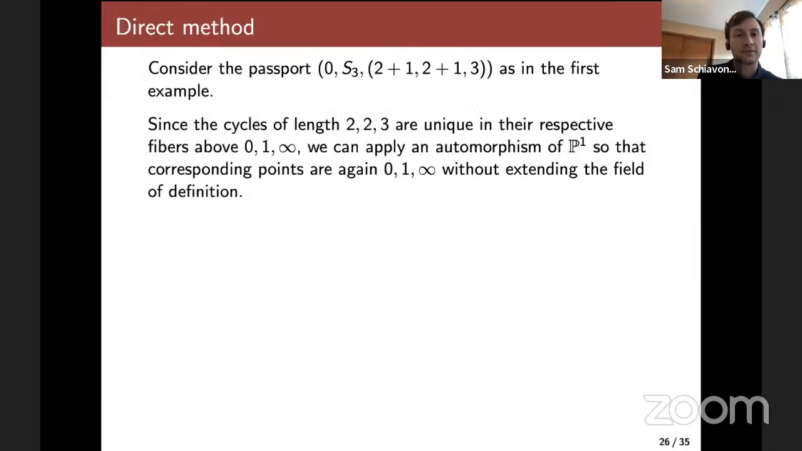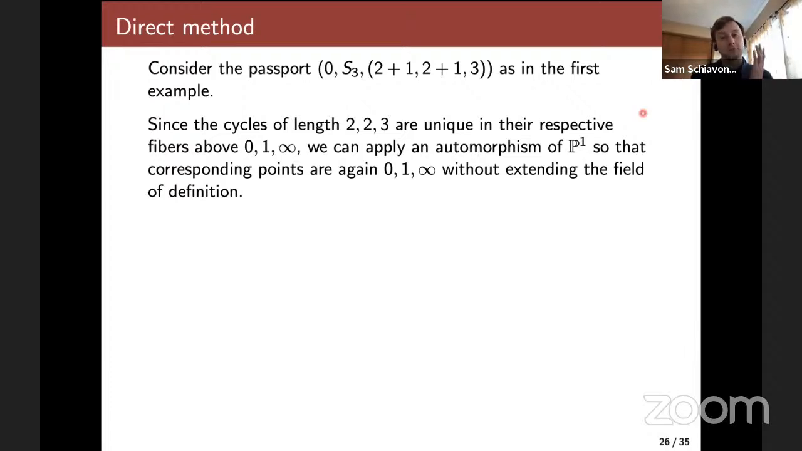So let's take a look at the direct method. Suppose that we had this passport: a genus 0 Belyi map with monodromy group S3 with this ramification type, 2,1, 2,1, 3. Suppose that we didn't know an equation for this map and we were just given this combinatorial data: these 3 partitions and this monodromy group.